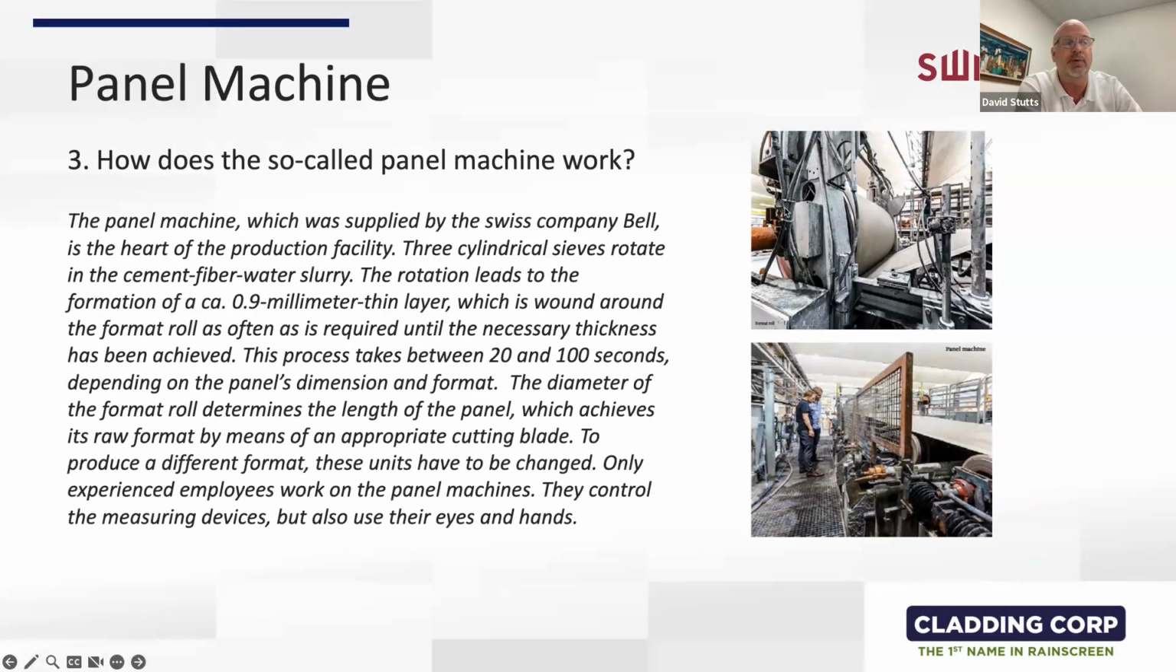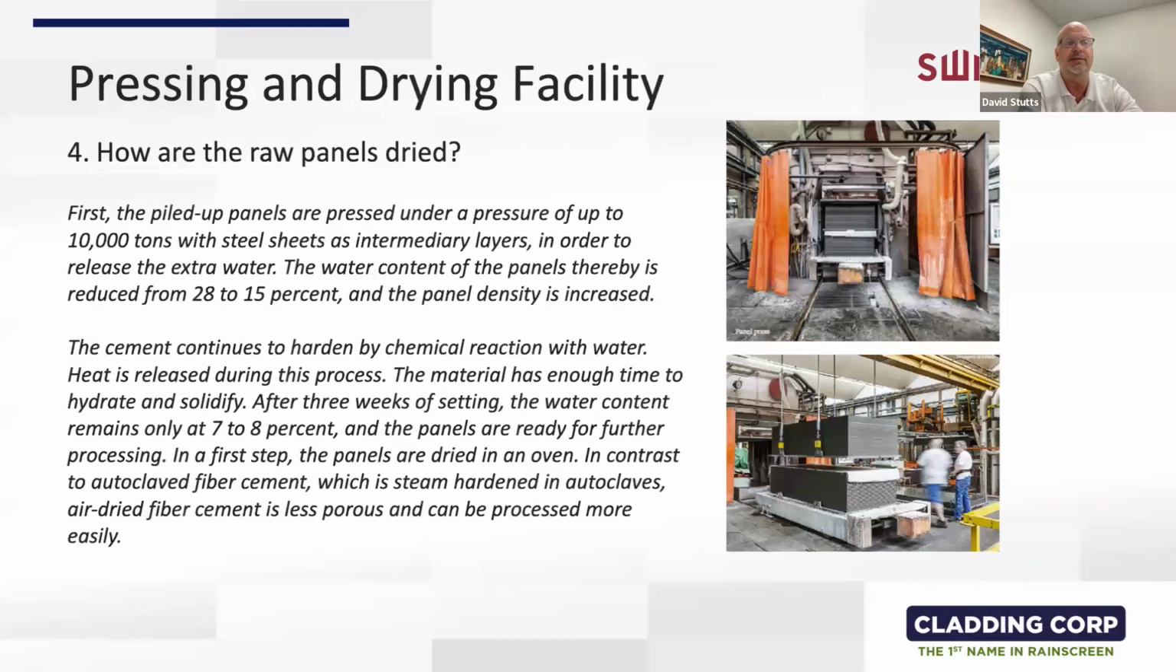And pretty much almost every factory around the world will use this exact machine. And then from there, it goes down a conveyor belt where it is cut. After that process, the next thing that happens is pressing and drying. In this case, we put steel sheets in between our panels of fiber cement, and we put it into a press where it is pressurized.